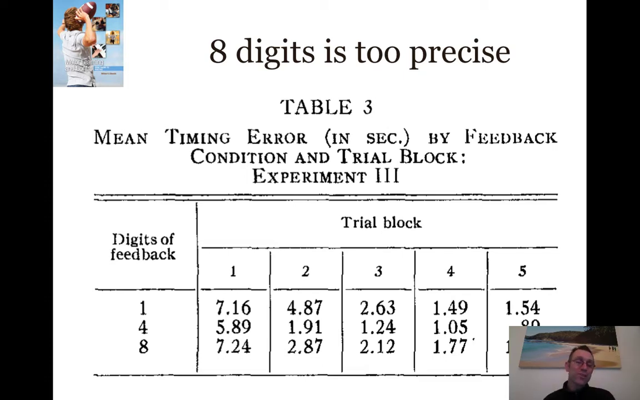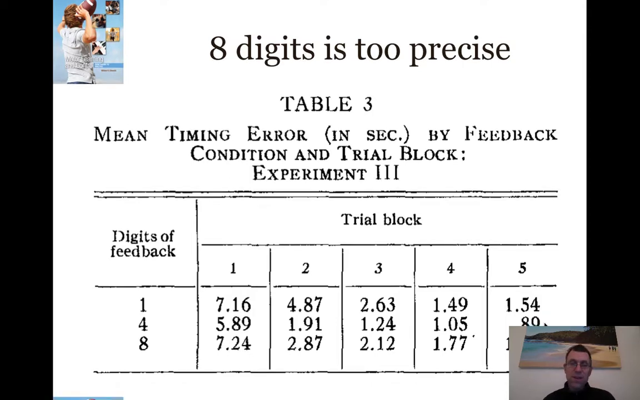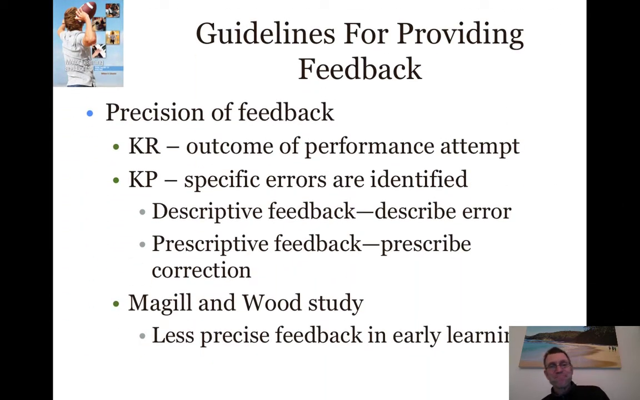And so what their research demonstrated was that there was a sweet spot between 1 and 8 digits of feedback. 1 wasn't enough. 8 was too many. This is measuring error, so the lower the number, the better. The error remained higher for the 1 and 8 digit feedback, whereas the 4 digit feedback seemed to be just enough, right? Just the right amount.